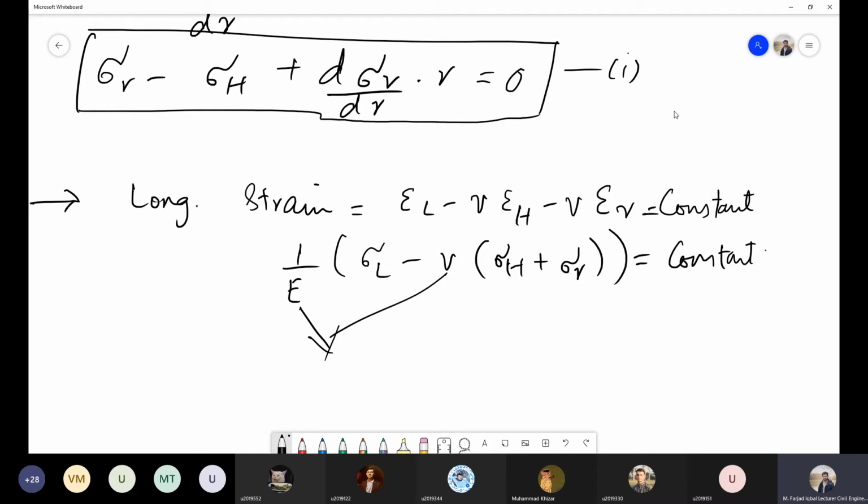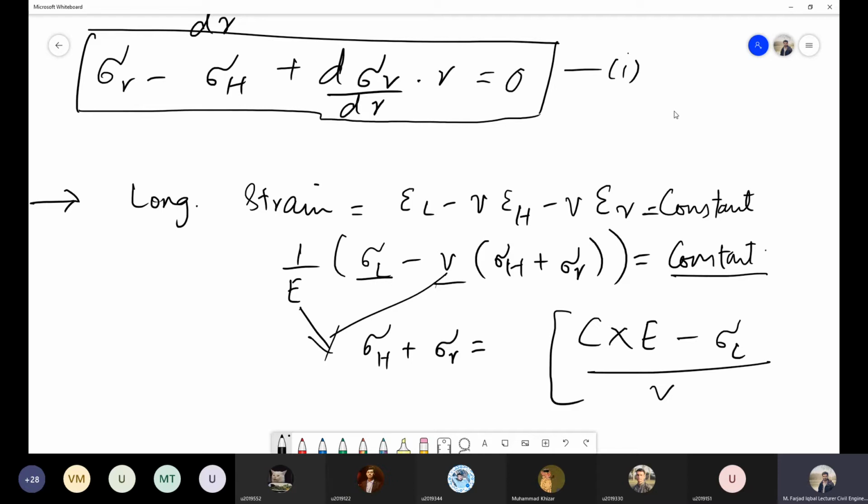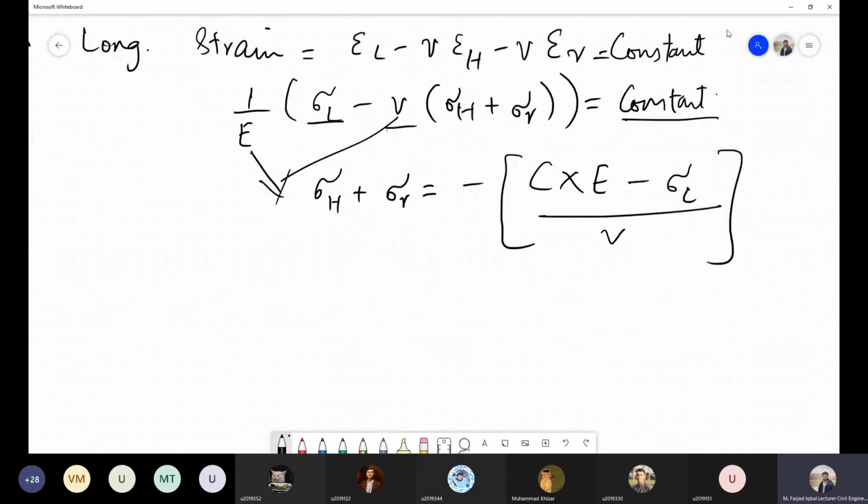Now if I briefly simplify this equation, I will have hoop stress plus radial stress equals a constant, let's call this C. If I take E onto this side, it will be something like this, and then if I take this longitudinal stress onto this side, we will have sigma L over here, and this nu will be divided, and finally we will have a negative sign with this whole equation. Now we know that this stress is also constant, these factors are also constant for a particular cylinder.